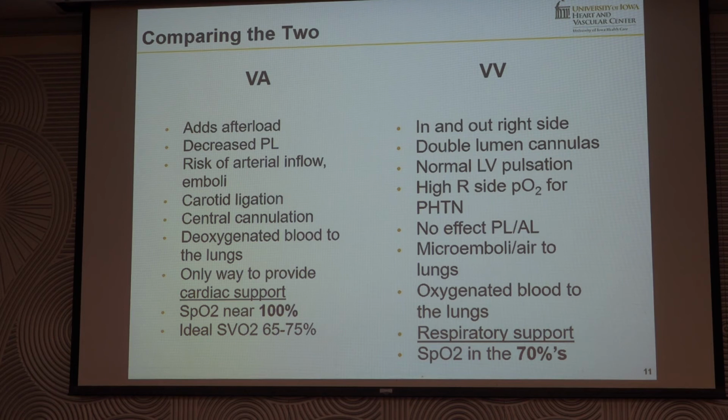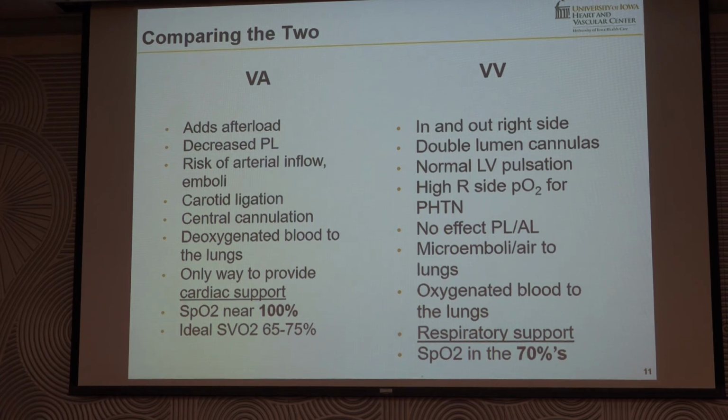On VV, a little bit different. You usually use a double lumen cannula. We usually put that in the right IJ. You remove and return blood to roughly the same area. You'll pull it from the IVC-SVC complex and return it to the right atrium. This allows for normal heart pulsatility. And VA can obscure the pulsatility of the heart, and in VV you don't have that.